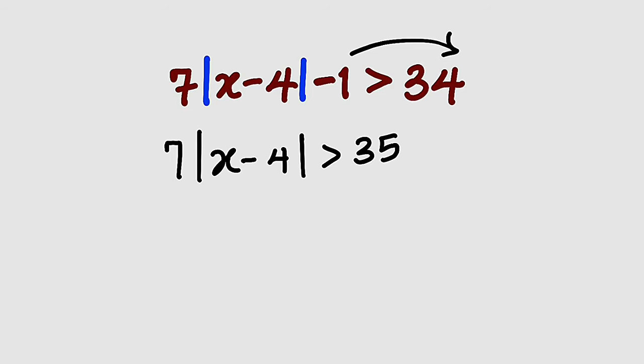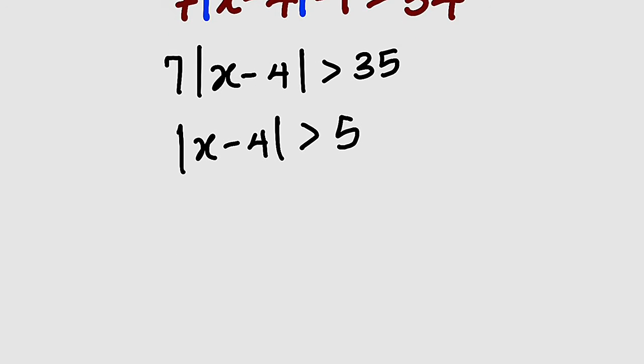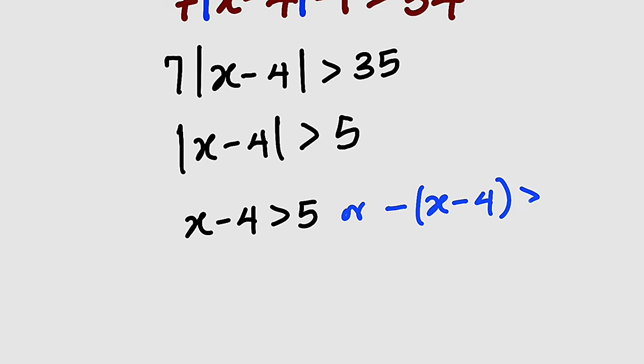Then we're going to divide both sides by 7. We have the absolute value of x minus 4 greater than 35 divided by 7, which is 5. Now you should remember that an absolute value is a piecewise function. It could be positive or negative. So let us consider it positive, x minus 4 greater than 5, or it can be negative, -(x minus 4) greater than 5. Therefore, we are going to solve the two inequalities separately.